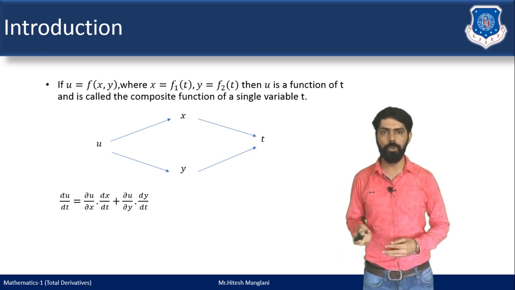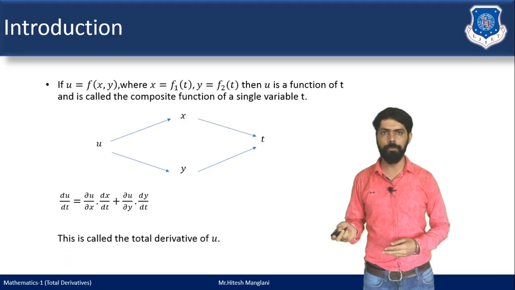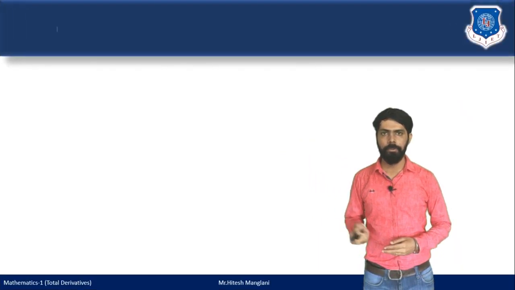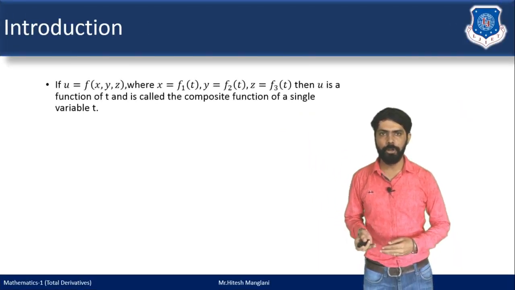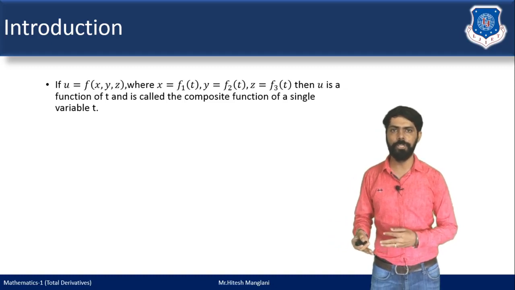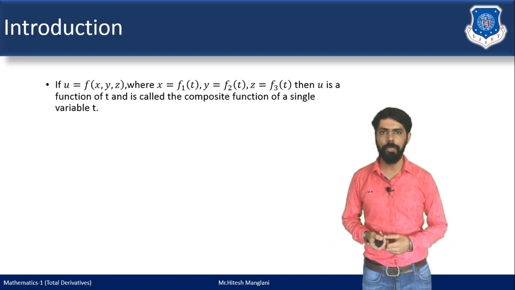So this is called the total derivative of u. Now if u is a function of x, y, z, where x is a function of t, y is a function of t, z is a function of t, then u is a function of t, and this is called the composite function of single variable t.